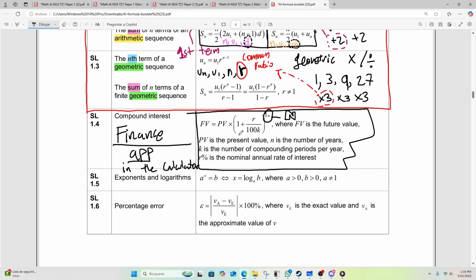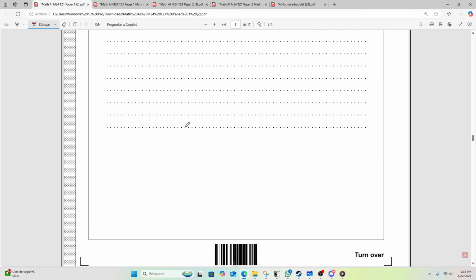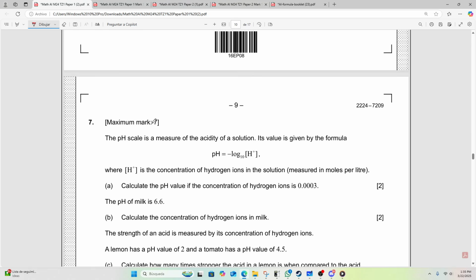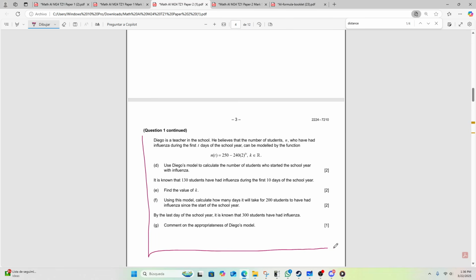Back to the formula booklet. Here we have exponents and logarithms. Now, exponents and logarithms do not show up too much. Actually, sorry, I correct myself. Per pair of tests, there is at least 1 or 2 exercises with exponents and logarithms. In the case of May 2024, we have 1 log problem right here. And I think it was for paper 2, we have an exponent problem right there.